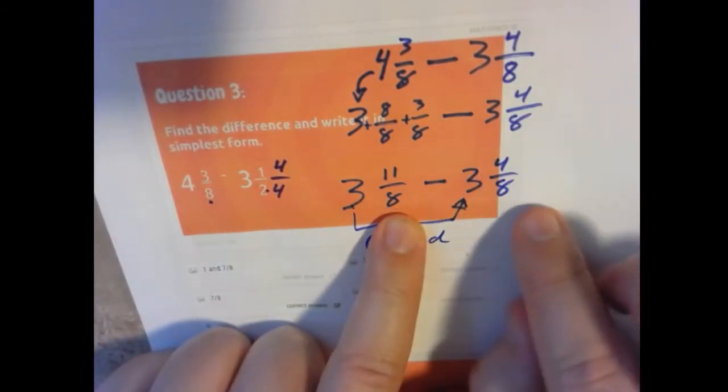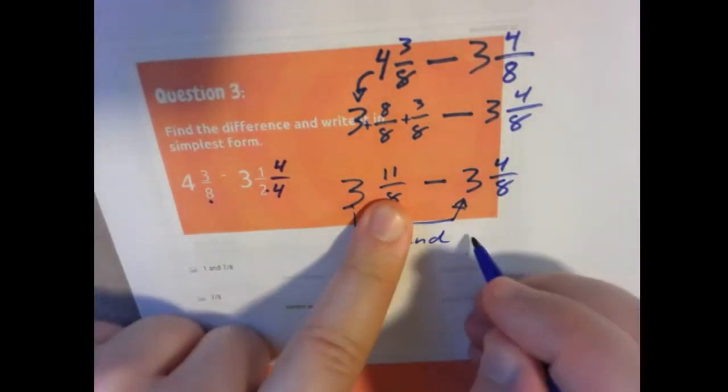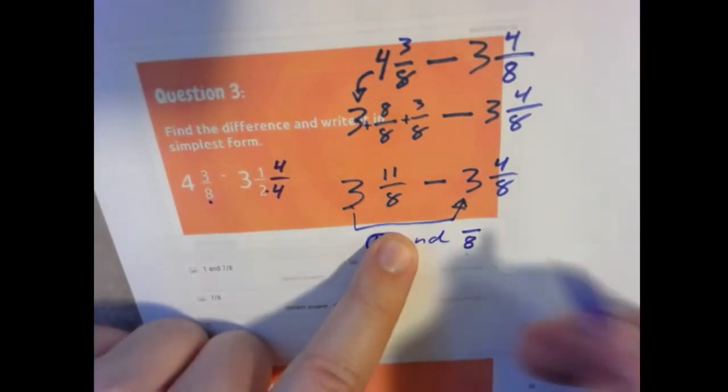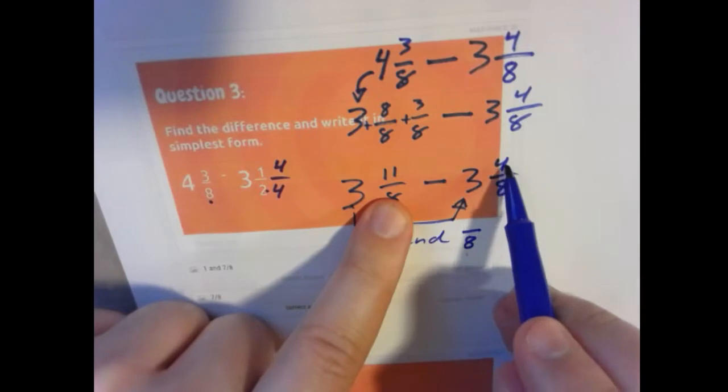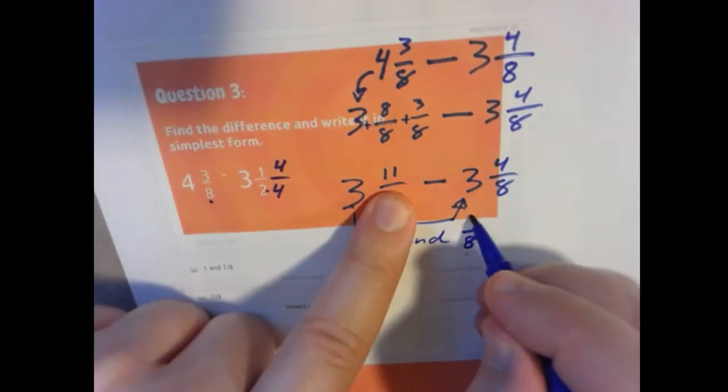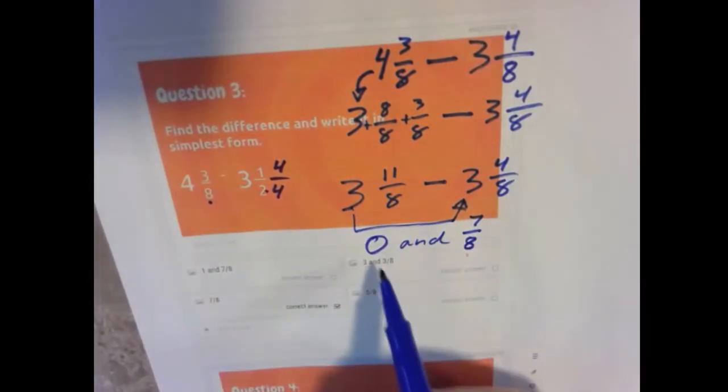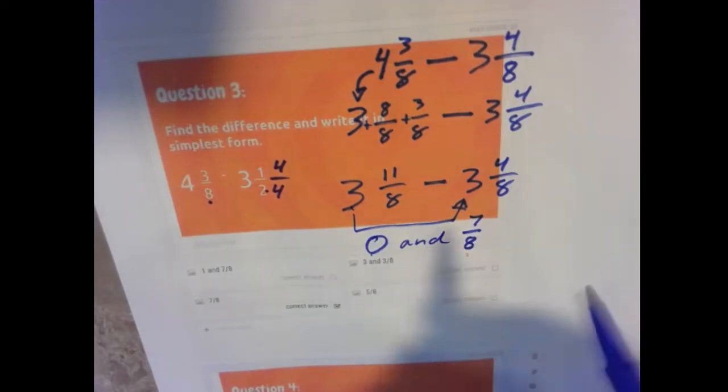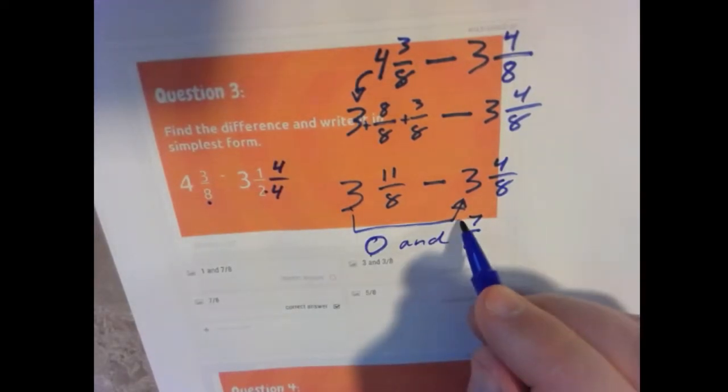11/8 and 4/8. They have a common denominator. So it's going to be a denominator of 8. And what is 11 minus 4? That would be 7. So we don't typically say 0 and 7/8. We would simply write 7/8. That would be our answer.